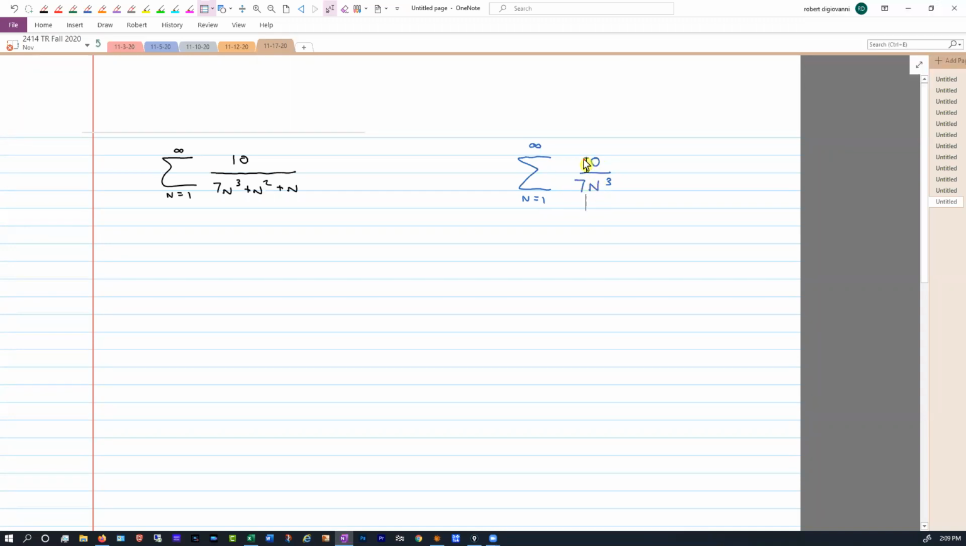Unless it goes to something other than 0. Like if this limit right here went to 1, we'd be done. This is going to be divergent. But it goes to 0, which tells you nothing.